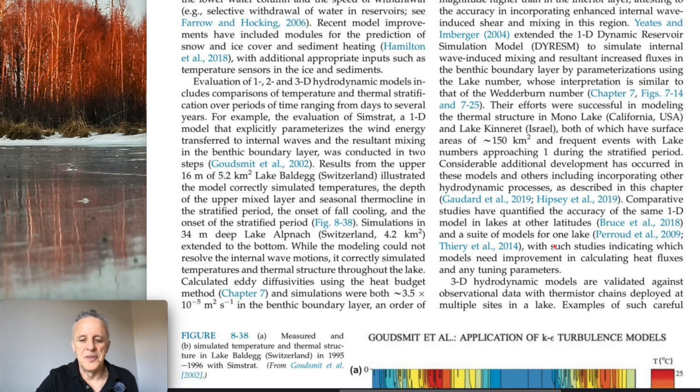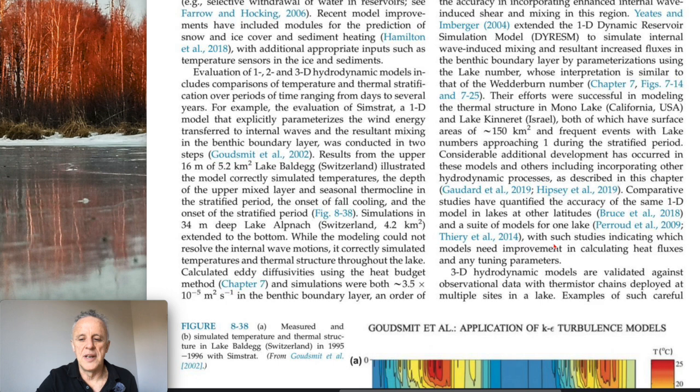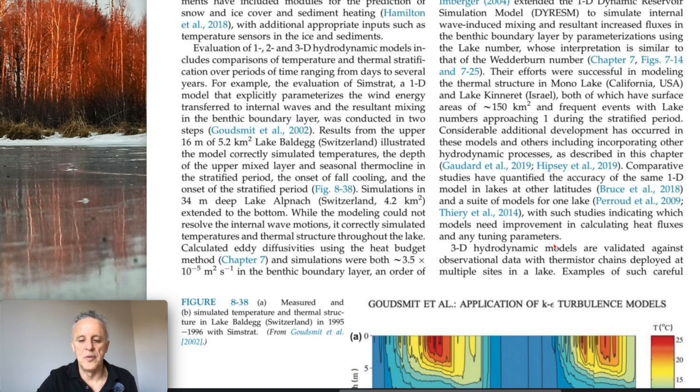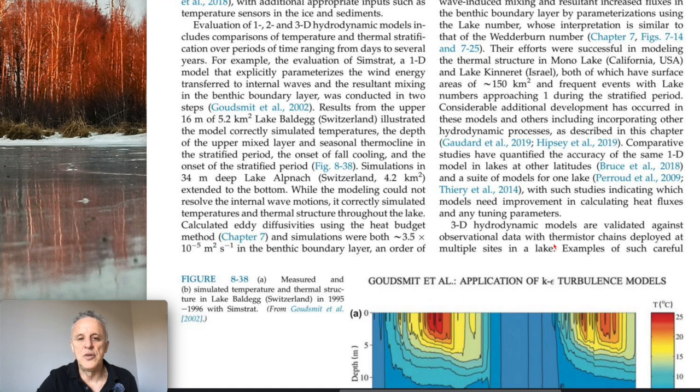Considerable additional development has occurred in these models and others, including incorporating other hydrodynamic processes as described in this chapter. Comparative studies have quantified the accuracy of the same 1D model in lakes at other latitudes, and a suite of models for one lake. Research studies indicate which models need improvement in calculating heat fluxes and any tuning parameters. 3D hydrodynamic models are validated against observational data with thermistor chains deployed at multiple sites in a lake.